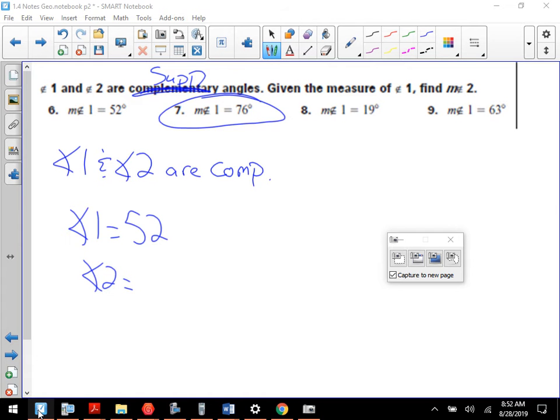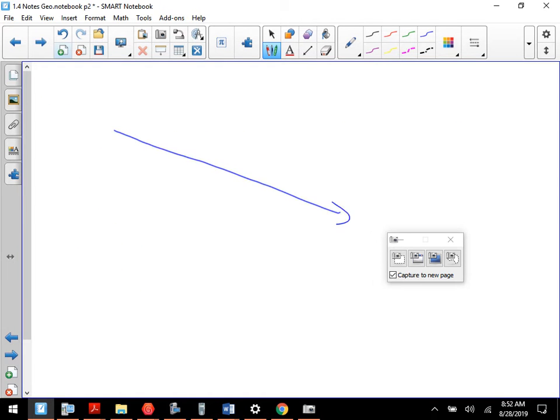Do me a favor. On your notes here, I want you to draw two lines. I want those two lines to intersect each other at one point. It does not matter how you draw it. I just want those two lines to intersect at one point. Okay? When you do that, how many angles are created? Four of them. Good. So I'm going to label my four angles, and I'm just going to start at the top and go clockwise.